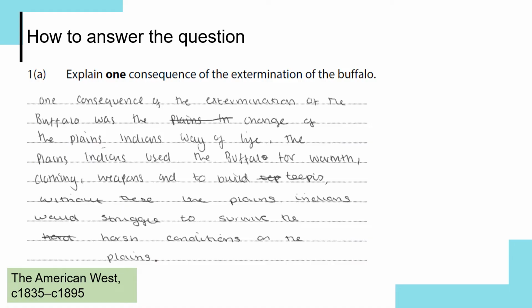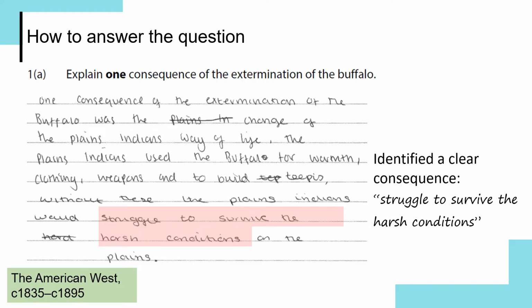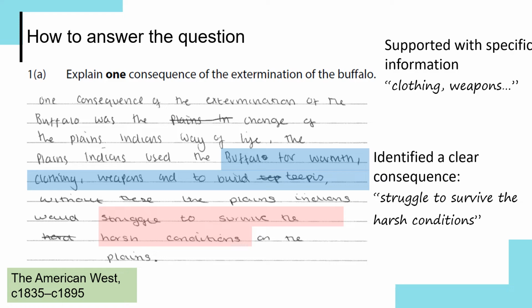Let's have a look at a high-performing answer. This answer identifies a clear consequence, that there was a change in the way of life for the indigenous peoples of the plains, explicitly by saying they would struggle to survive the harsh conditions. The candidate also supports this consequence with specific information: clothing, weapons. This is directly linked to the extermination of the buffalo, so focused on the question. They were awarded the full 4 marks.